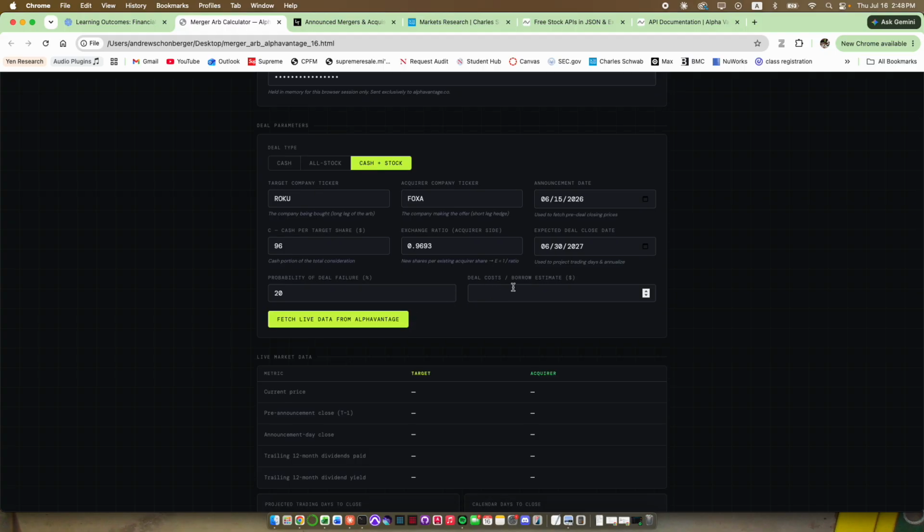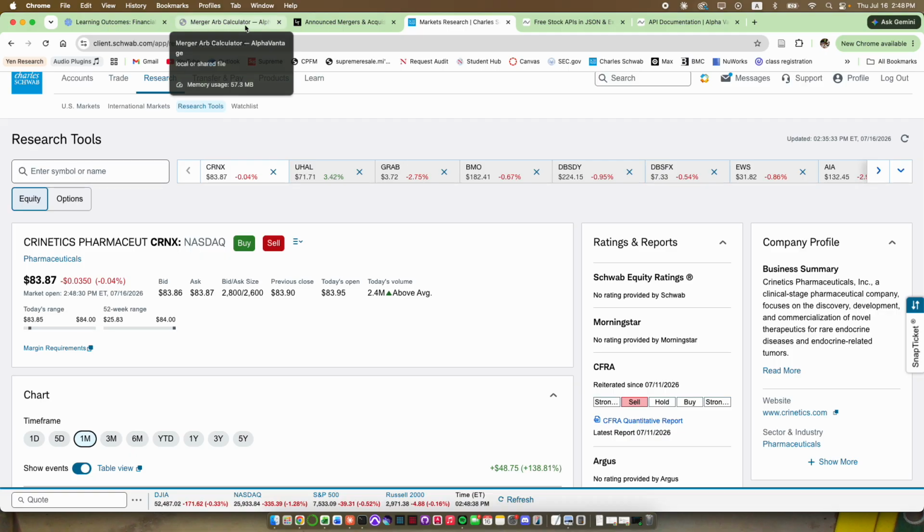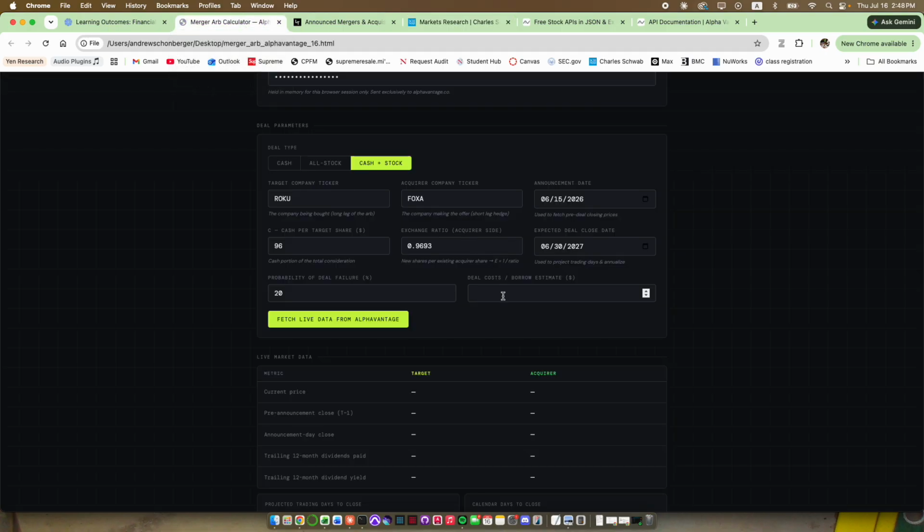And then deal cost. So this is for just unique situations where maybe there's a disclosure that your brokerage might require you to pay some extra tax on a merger. Like for example, if you own the Roku shares, maybe you're a brokerage on Robinhood, or like I use Schwab. So I'll go in here and I'll look up the stocks. Maybe for some reason your brokerage requires that you pay some additional fee for doing this deal, and you can put that information in there.